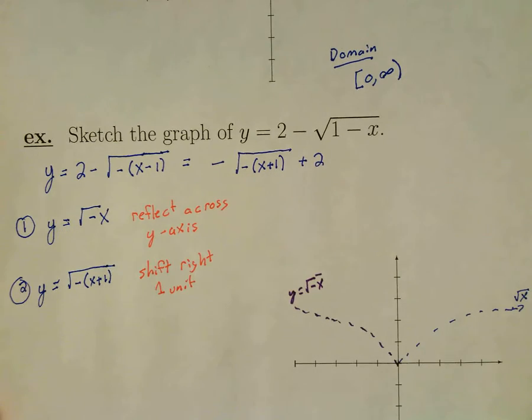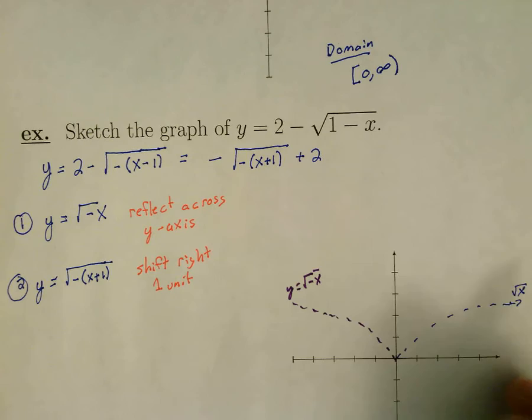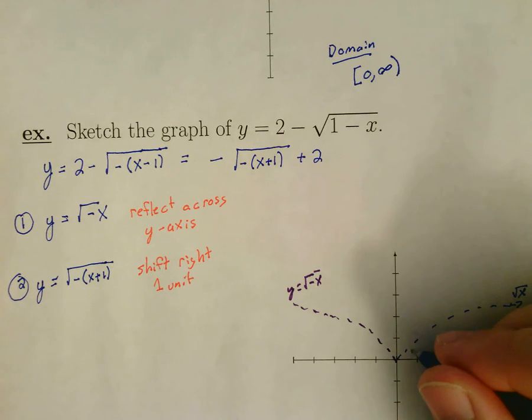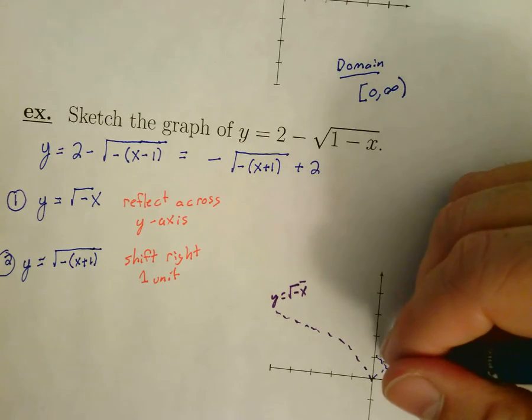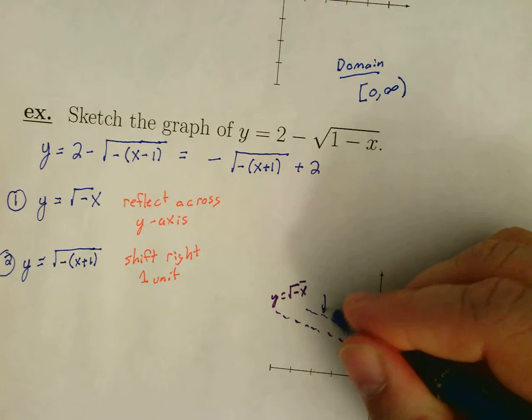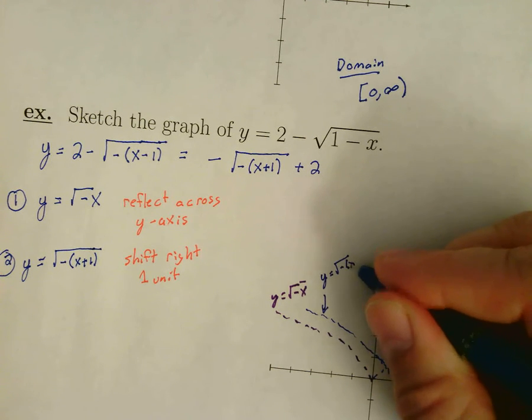Okay, so let's go ahead and graph that out there. So I'm going to take, remember, this purple graph, and I'm going to shift it to the right 1 unit. So that's going to come up and I'm just shifting everything to the right. So the one that's in blue is going to be y is equal to the square root of negative x plus 1.